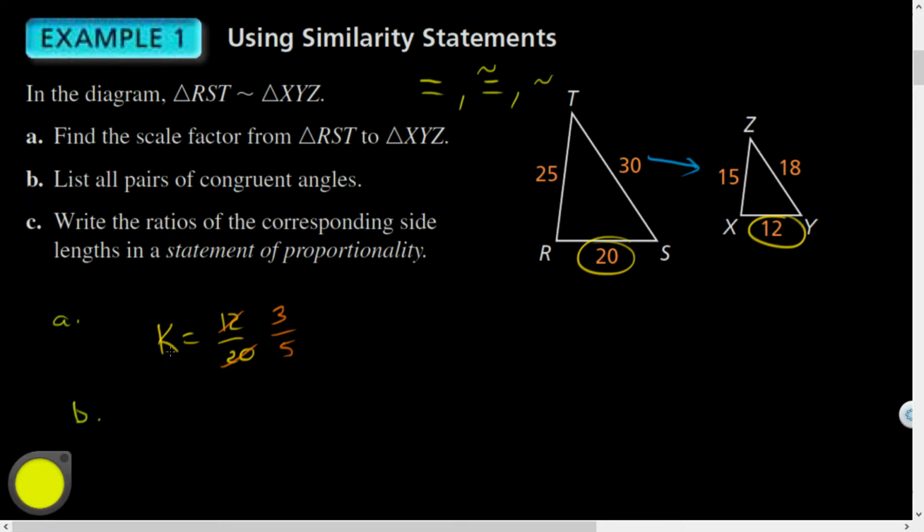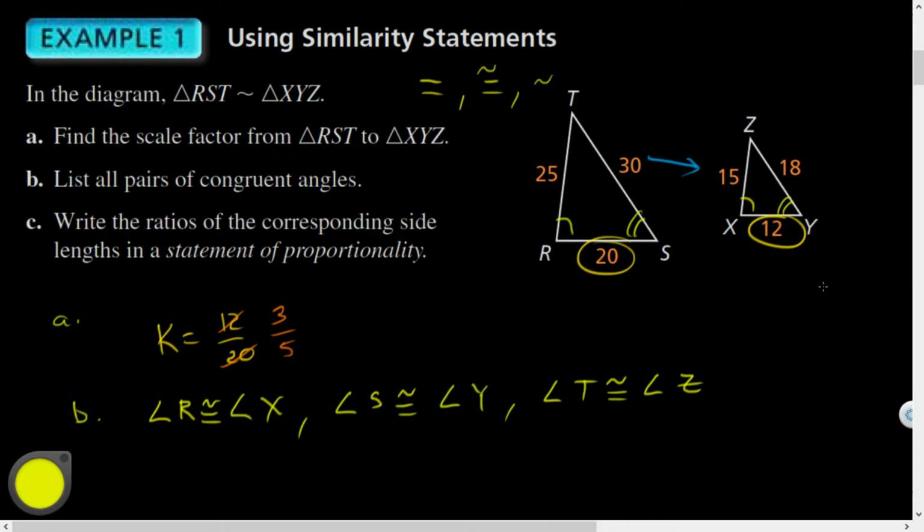For part B, it says list all pairs of congruent angles. So let's see. Angle R is congruent to who now? X, yep. Angle S is going to be congruent to angle Y, and we are using the congruent symbol because these angles are still the same size. All right, these did not change, only the proportions of the sides were changed. And then angle T is going to be congruent to angle Z, right? So that's nothing too interesting.